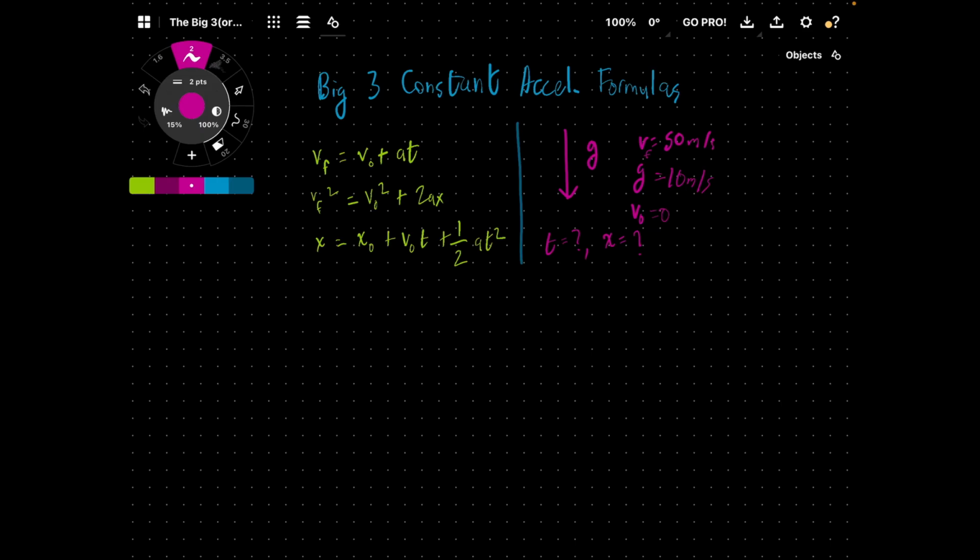So let's get started. What we need to do is a pretty simple process. The first thing is we need to find out time, and we're given initial velocity, acceleration in the form of gravity, and the final velocity. So we can plug that into our first expression. We have Vf, or 50 meters per second, is equal to 0 plus at, so gravitational acceleration, 10, multiplied by t. What happens is 50 is equal to 10t, and that means t is equal to 5 seconds.